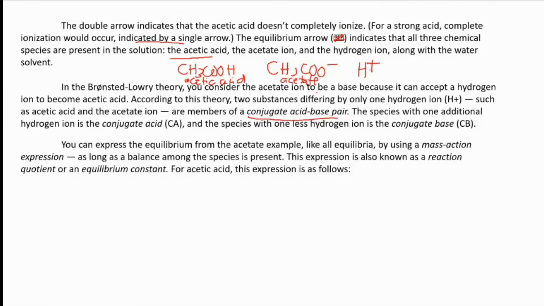So the species with the additional hydrogen is your conjugate acid. And the species with one less hydrogen is your conjugate base, because it is capable of accepting a hydrogen if we reverse the reaction. So you can express the equilibrium from the acetate example by the mass action expression.